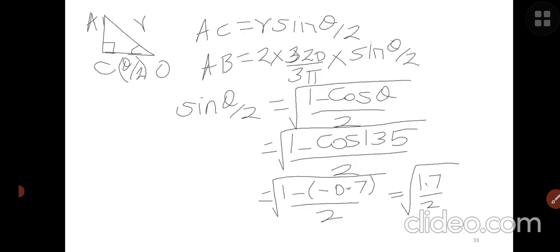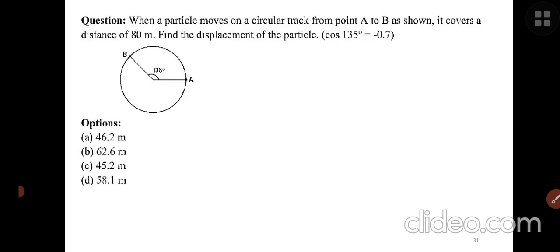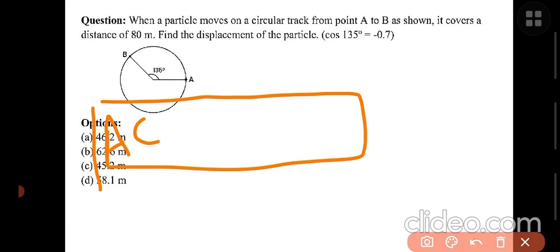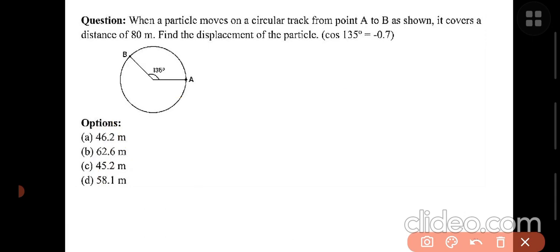Now moving back to the question, the answer is 62.6. That is the answer.